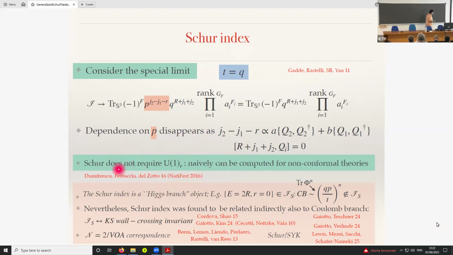Okay, on the other hand, from the definition of the Schur index, if you look, say, for example, here, when you set t equal to q and the dependence on p disappears, you can naively define that index without using U1R symmetry. Only SU2R symmetry and SU2J1 and SU2J2. So naively, this index can be defined for non-conformal theories also.